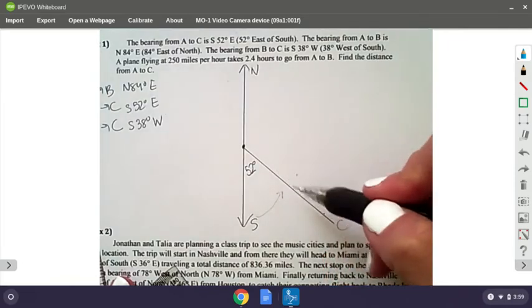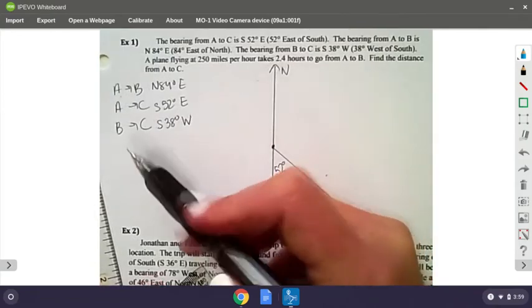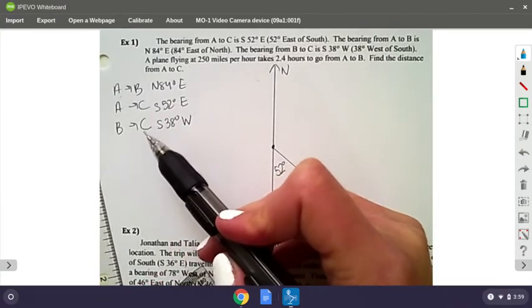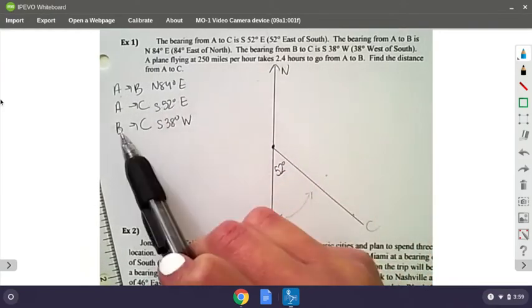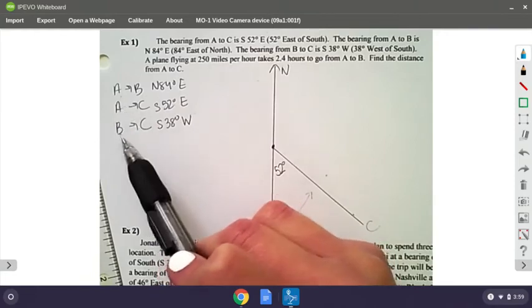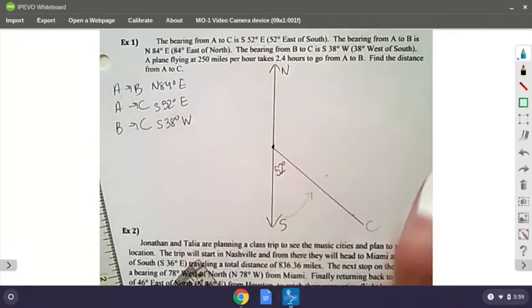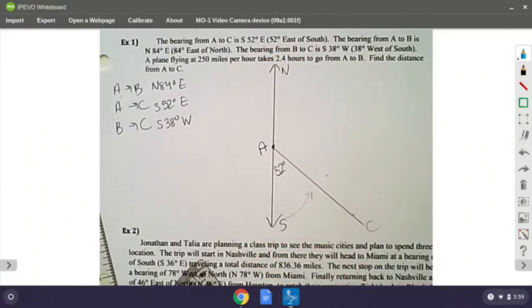I'm not going to put a point where C is just yet because they gave us the bearing from B to C. And because we have a bearing from B to C, where the A to C and the B to C intersect, that's where C is going to go. So you'll see. So let me label this A. C is going to be somewhere down here.